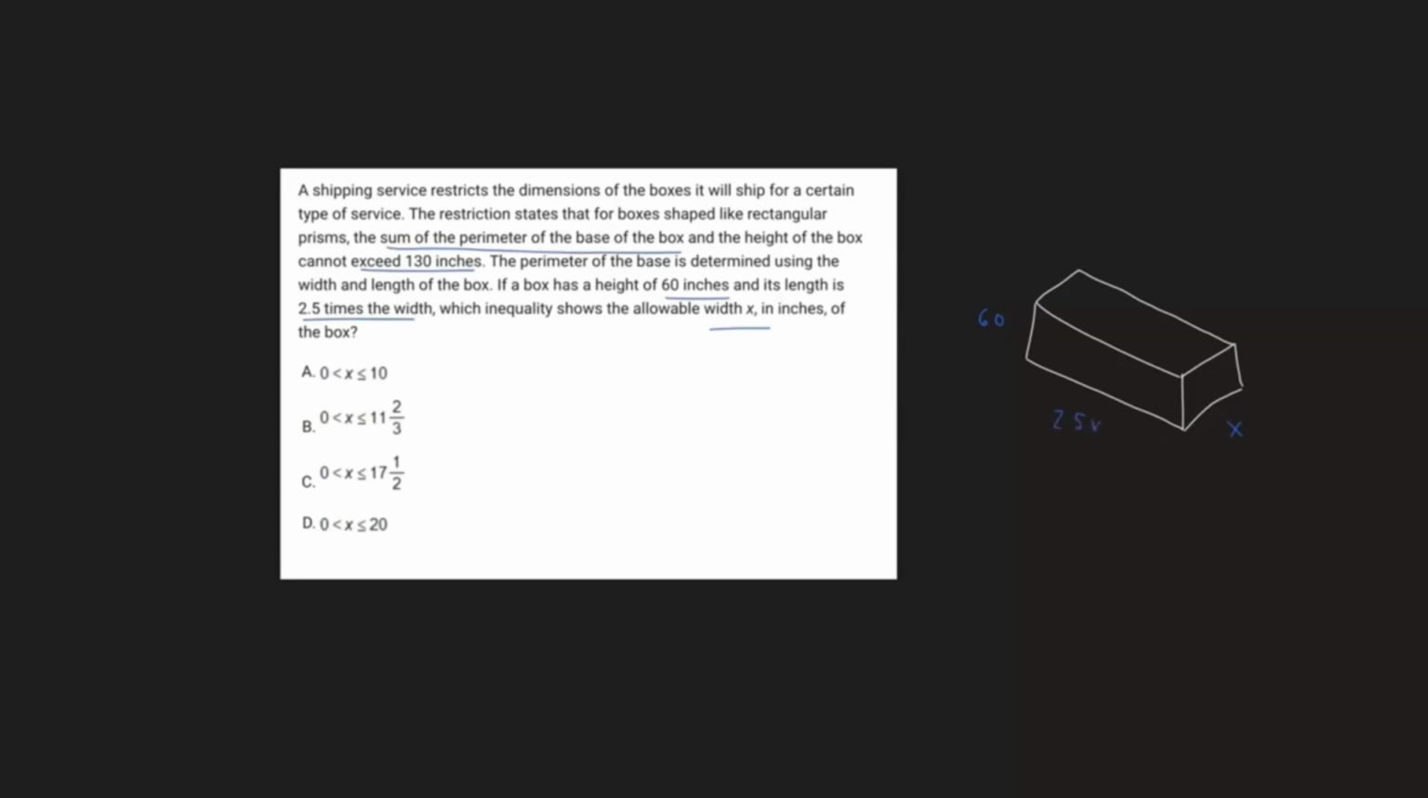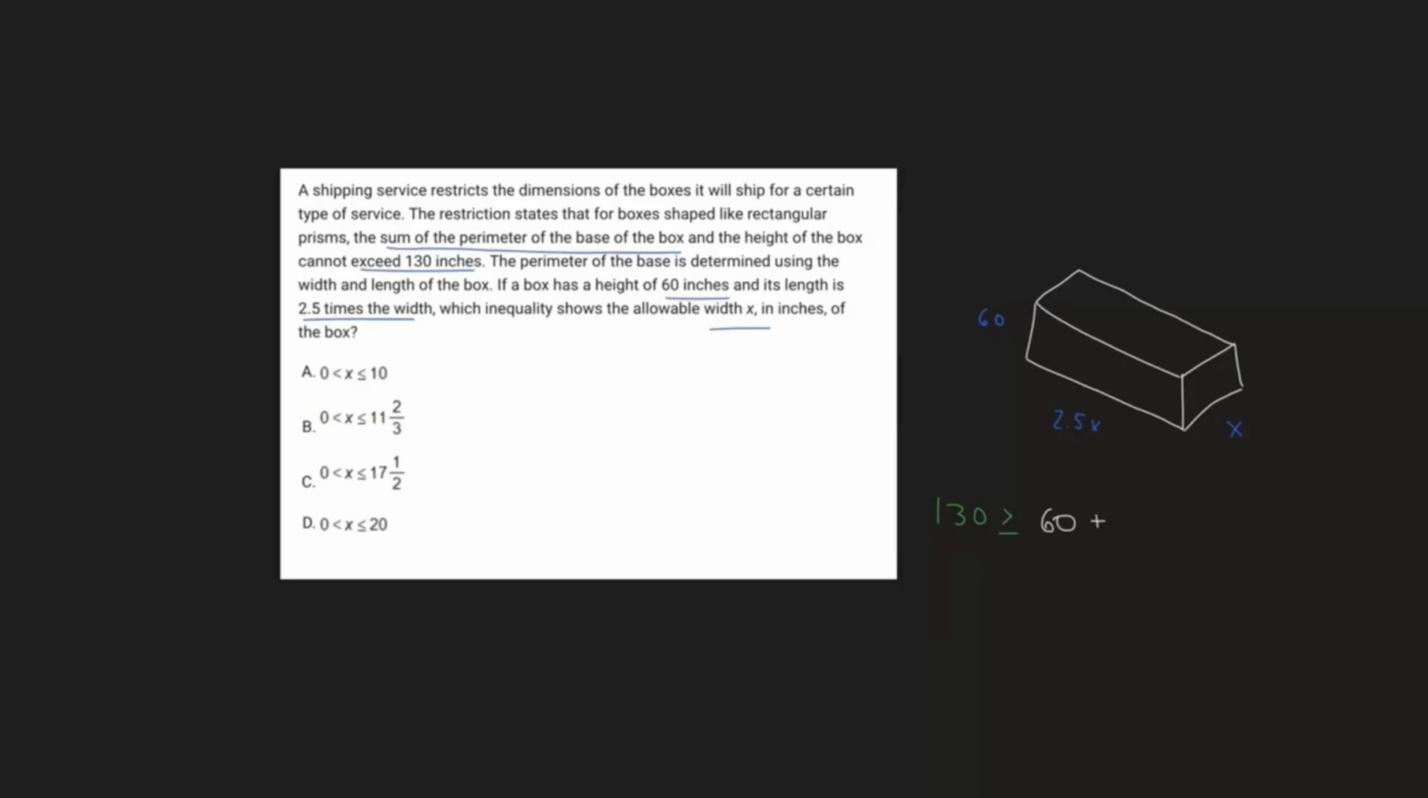So let's use green and write out 130, because it cannot exceed 130, right? Therefore, I'm going to write the sign like this. But it can be equal to 130, it just can't exceed 130. All right, so now we need to find what the restriction actually is for the 130 inches, right? Well, it says right here, it's the sum of the perimeter of the base of the box and the height of the box. And so the height of the box, first off, we have a value of 60. So we have 60, and it's the sum. So we're going to add this to whatever we have with the perimeter of the base of the box.